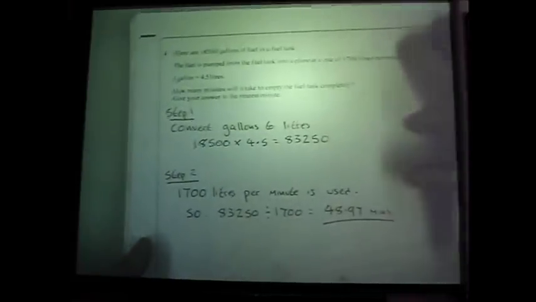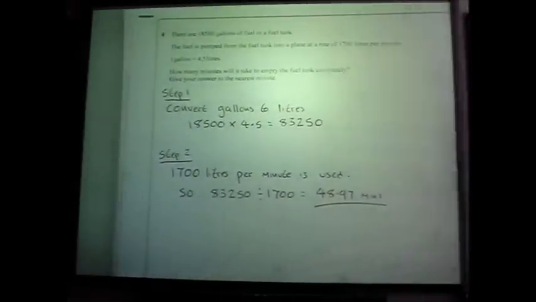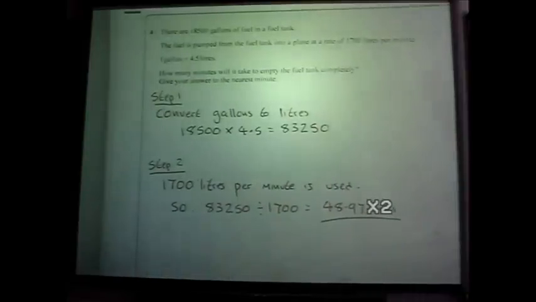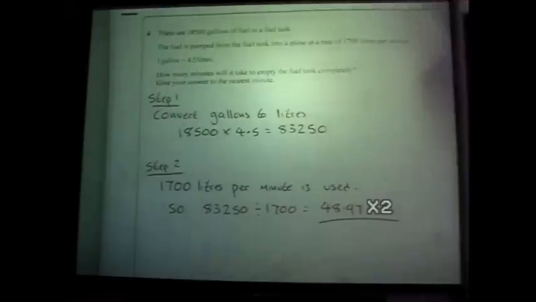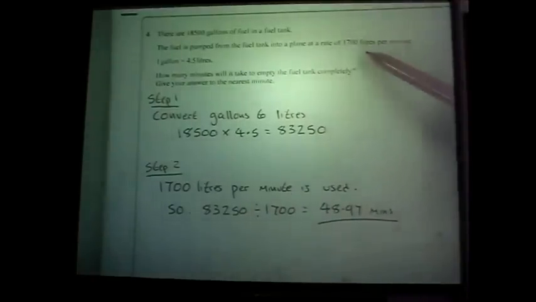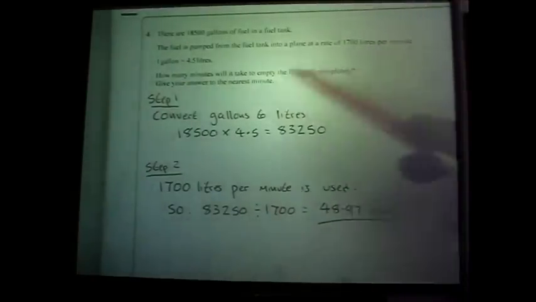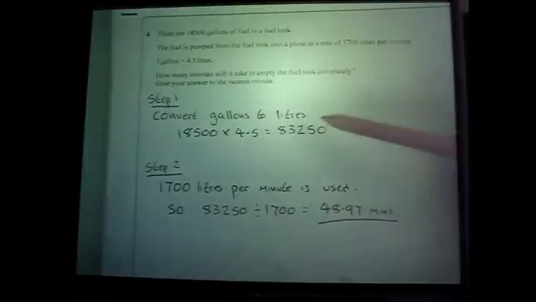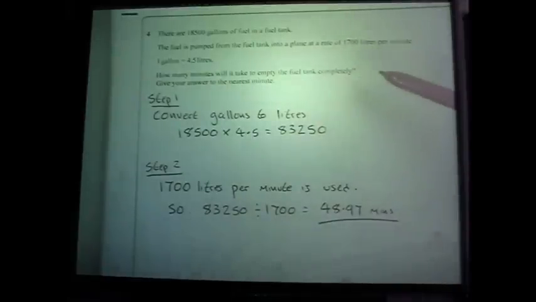Question number 4. Okay, there are 18,500 gallons of fuel in a tank. The fuel is pumped from the tank into a plane at a rate of 1,700 litres per minute. You've got a conversion rate there. How many minutes will it take to empty the tank? Just break it down, do lots of different bits and pieces here.